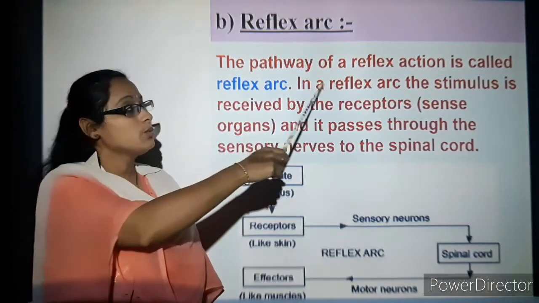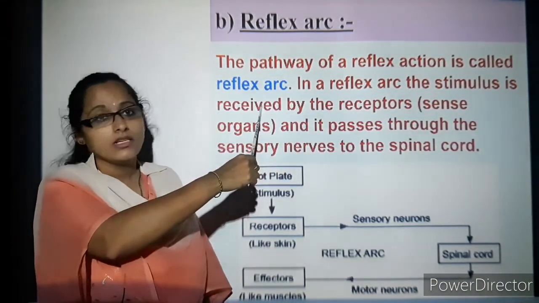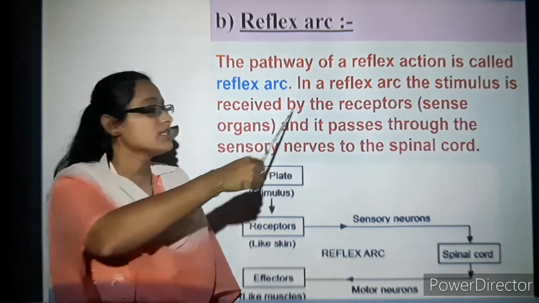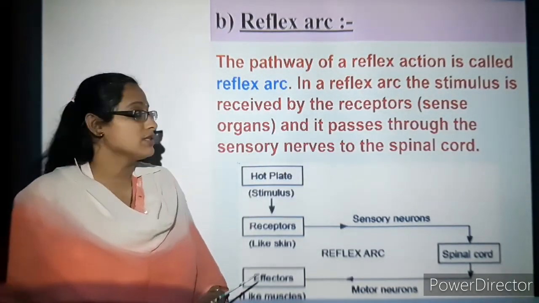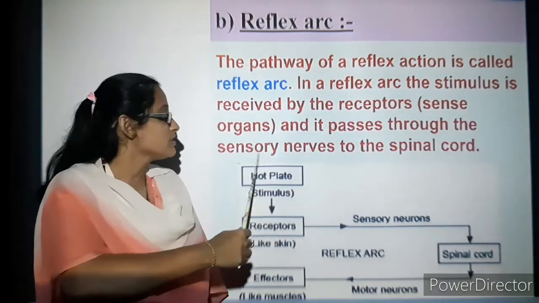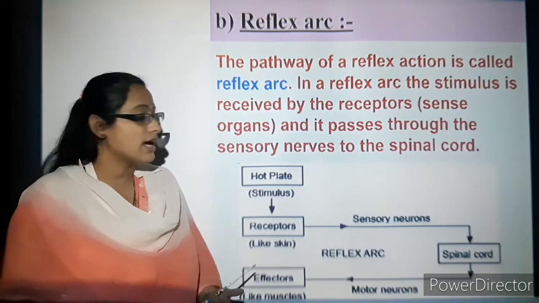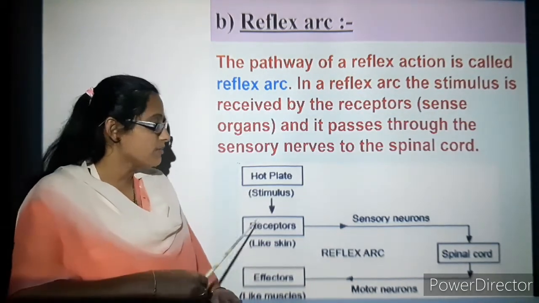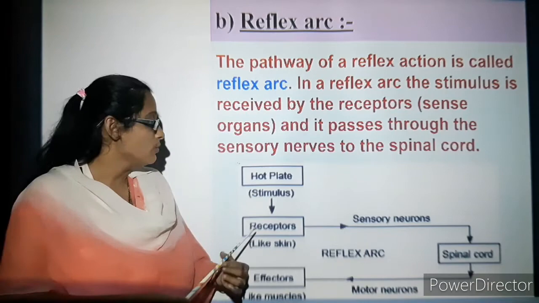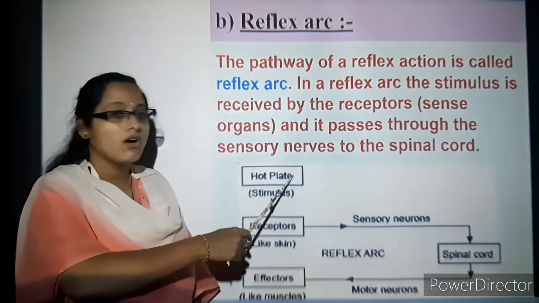Next we'll understand about reflex arc. It is the pathway of reflex action that is known as reflex arc. So in a reflex arc, the stimulus is received by the receptors. Receptors are the sense organs, and it passes through the sensory nerves and to the spinal cord. From the spinal cord, as I told before, it reaches again back to the muscles, and you will respond to the stimulus. A stimulus example is like a hot plate.